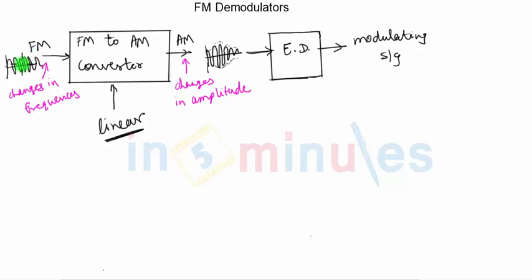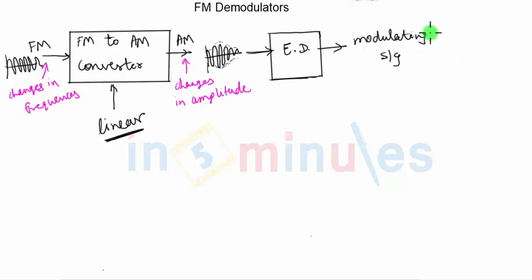So only when FM to AM conversion is linear, the final modulating signal will be correct. The modulating signal will be proportional to the amplitude variations of AM, and if the amplitude variations are proportional to the frequency of the input signal, then because frequency is proportional to the original m(t), my modulating signal, the output of the envelope detector will be similar to the original modulating signal m(t).